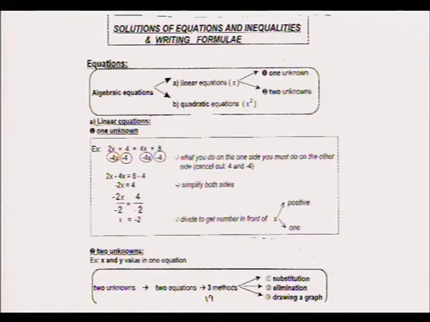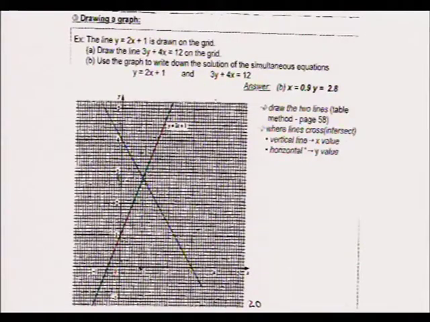When you have 2 unknowns, for example, x and y value in one equation, then you can use substitution or elimination, or you can draw a graph. So there are 3 ways in which you can find 2 unknowns. If you draw a graph, here you see straight line graphs. I hope you all know how to do this.